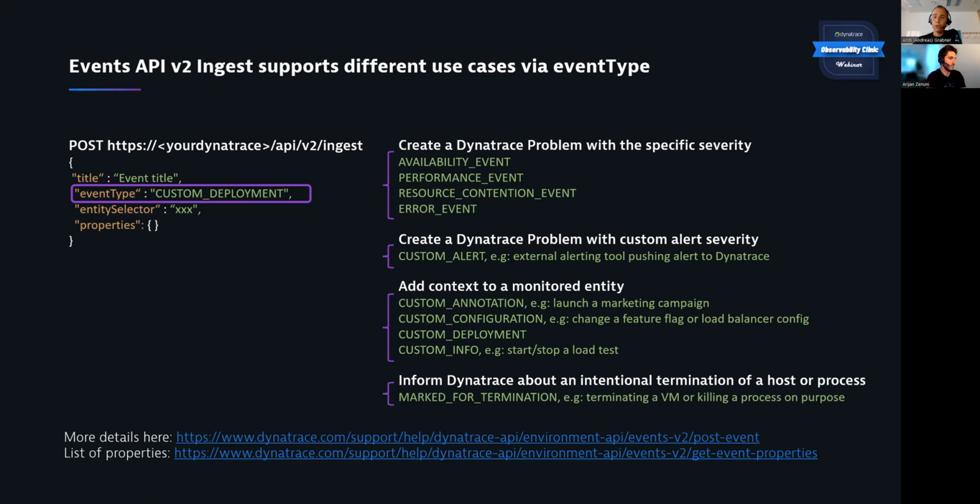And the last I want to highlight on the bottom is the marked for termination. That's an event that is truly useful, especially in environments where you on purpose shut down, let's say, VMs or processes. You can let Dynatrace know about an intentional termination of a host or process so that Dynatrace will not raise an alert on that process or host no longer being there, right? This is just something that you will put into your Terraform scripts or your cloud automation scripts or your Ansible scripts to let Dynatrace know about an intentional shutdown. More details also in the documentation. But yeah, that was something that I wanted to highlight here.